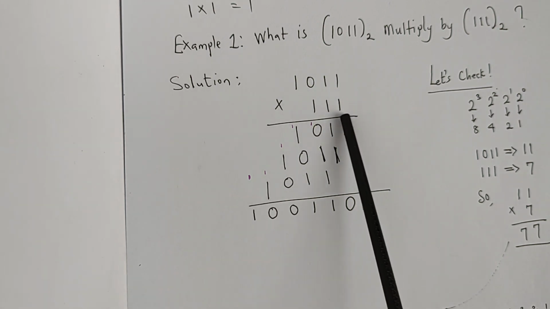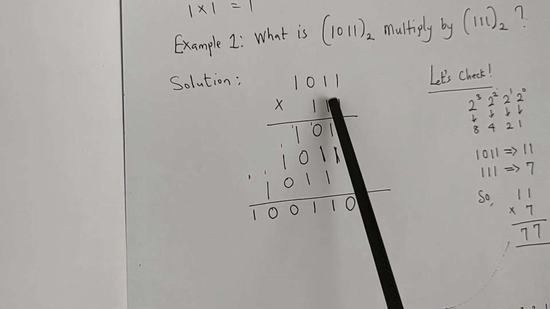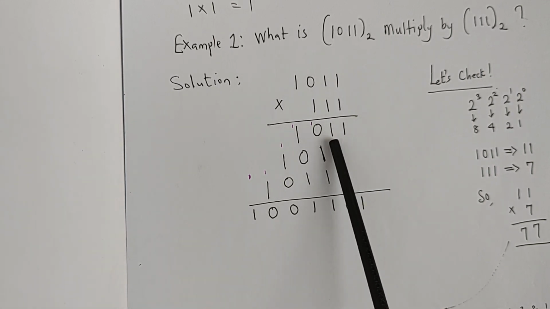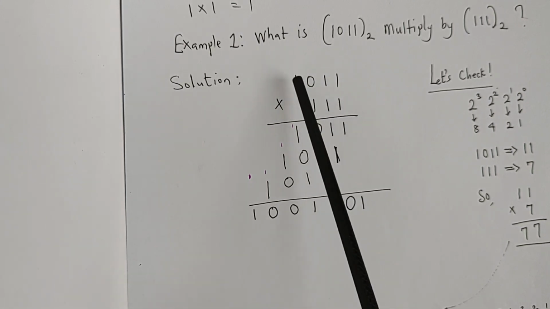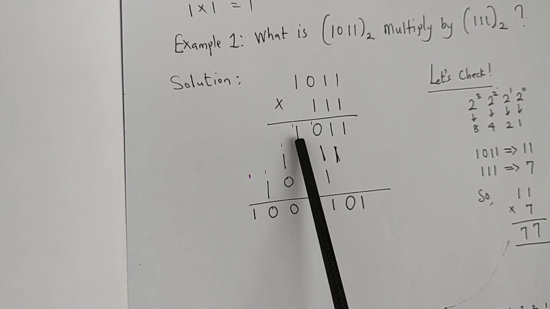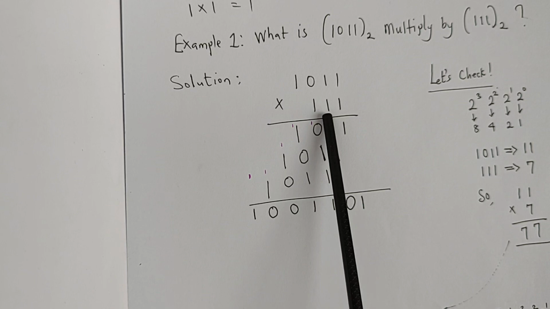So we say 1 multiplied by 1, according to the rules, it's 1. 1 multiplied by 1 gives us this 1. 1 multiplied by 0 gives us 0. 1 multiplied by this 1 gives us 1. Now we shift to the next bit.